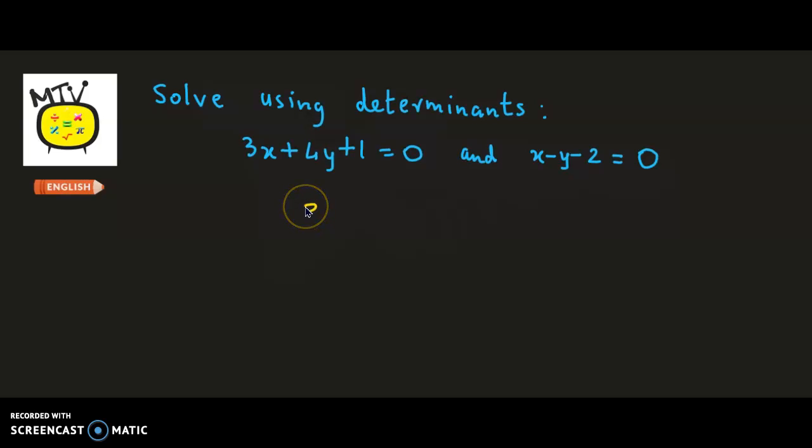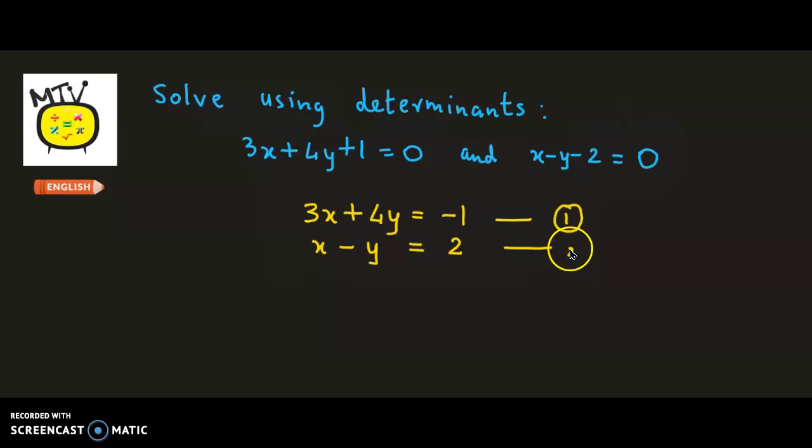Before that, we just rearrange the equations. The first equation we write as 3x plus 4y, and we transfer 1 to the right hand side. So we get equal to minus 1. So this is equation number 1. And the second equation, that is x minus y, is equal to, now transferring minus 2 onto the right hand side, we get 2. This is equation number 2.